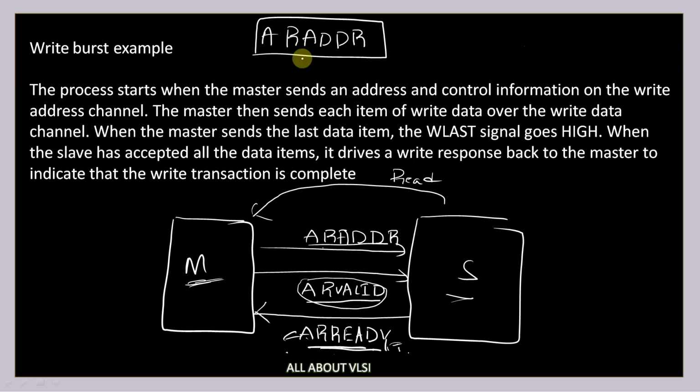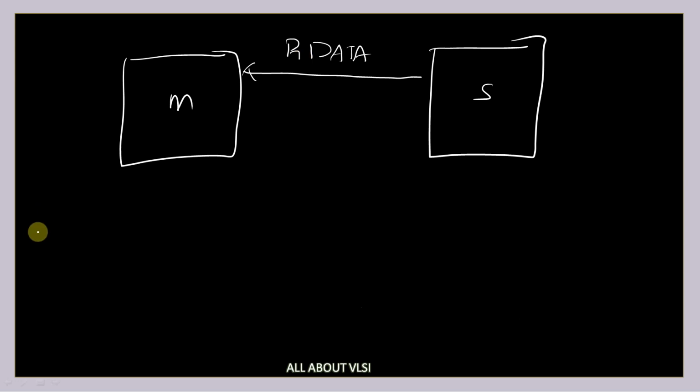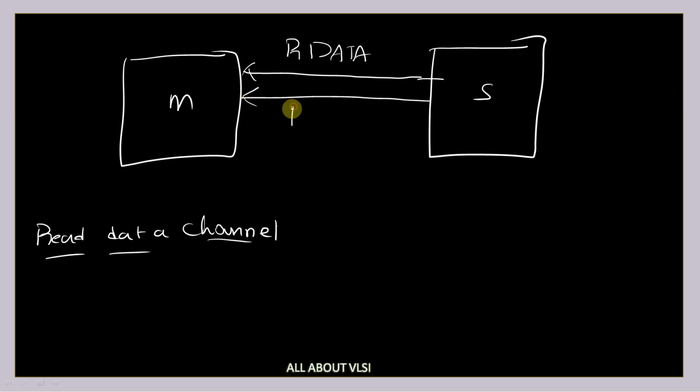So this R data signal is a signal associated with the read data channel. Using this channel signal, we are going to receive the data from the slave. Now, along with the data we receive from the slave, the slave also sends one more signal, which is known as the R valid signal.